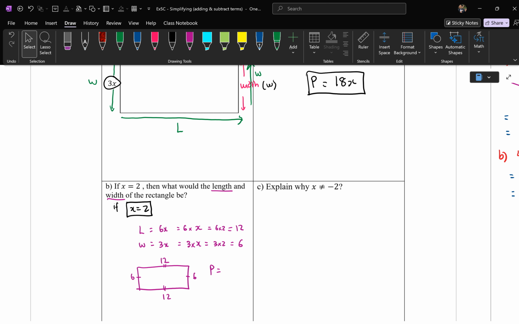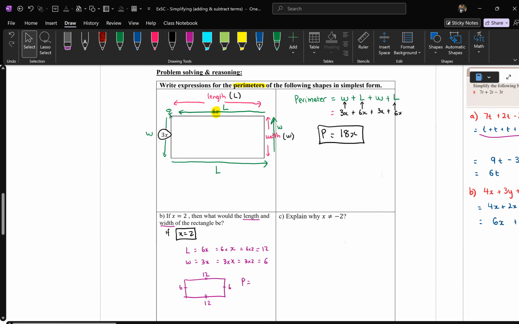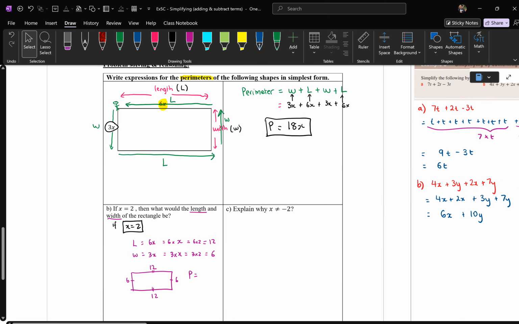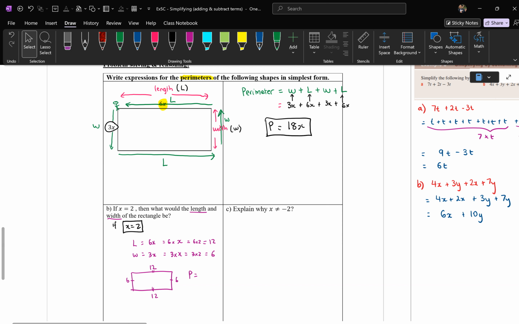So you're problem solving. 18x means that as soon as you know what x is, 18 times whatever x is will tell you what perimeter is. Now, what was the benefit? Why are we doing this? Because that's what you're doing. If you did 12 plus 6 plus 6 plus 12, you're doing 3x plus 6x plus 3x plus 6x. You're doing a harder work, when the simpler work, you already did it. You said it's 18 x's together.